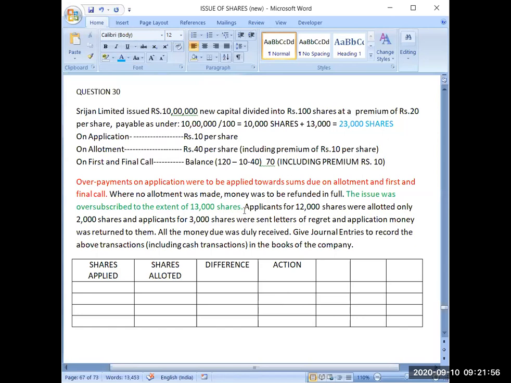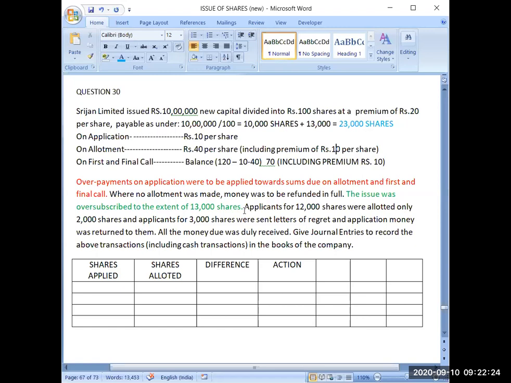Now, further information is given. Applicants for 12,000 shares were allotted only 2,000 shares, and applicants for 3,000 shares were sent letters of regret, and application money was returned to them. Letter of regret means that you are regretting that we are not able to allot you any shares, and you have refunded their money. All the money was duly received. Whatever due was there, you have received it.